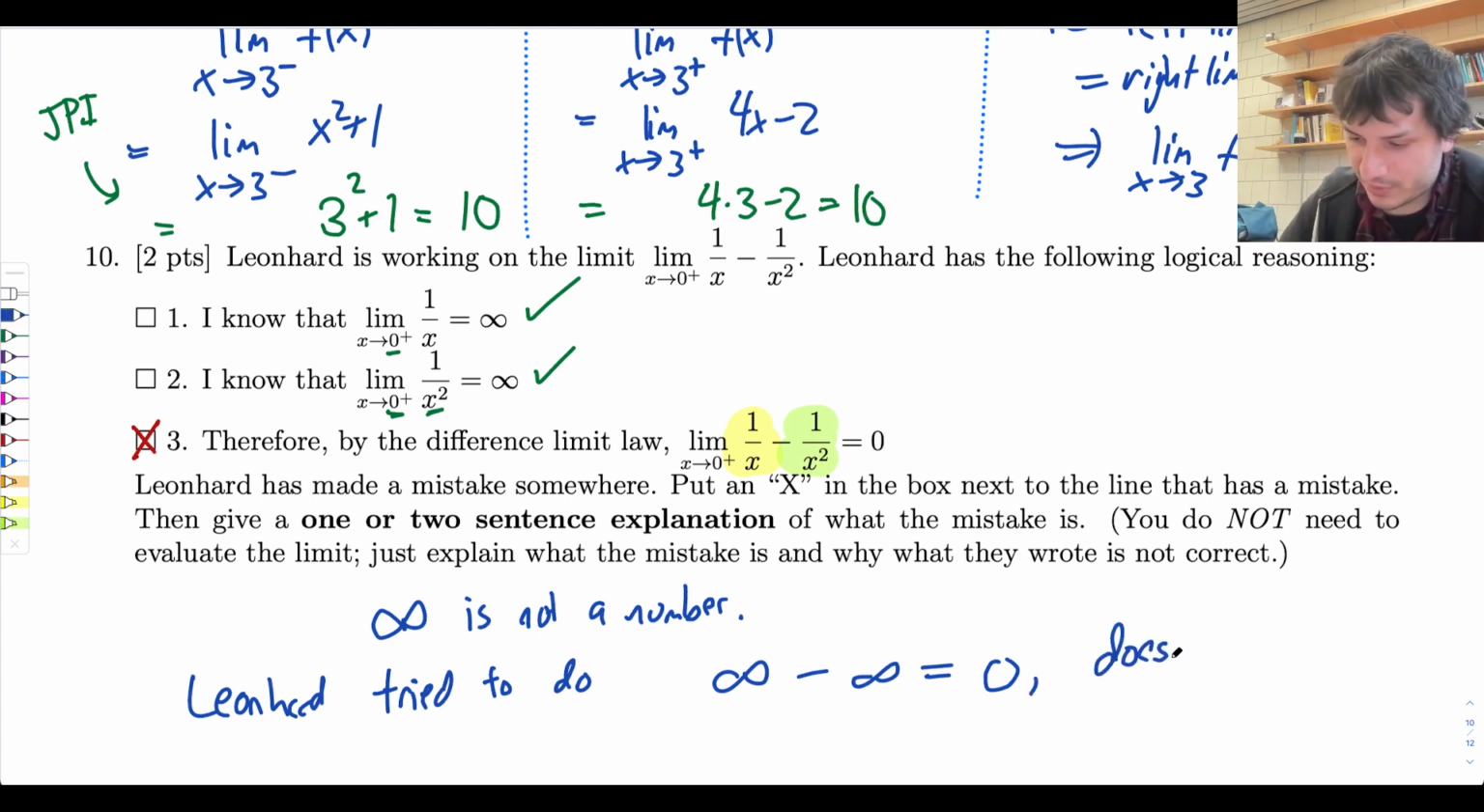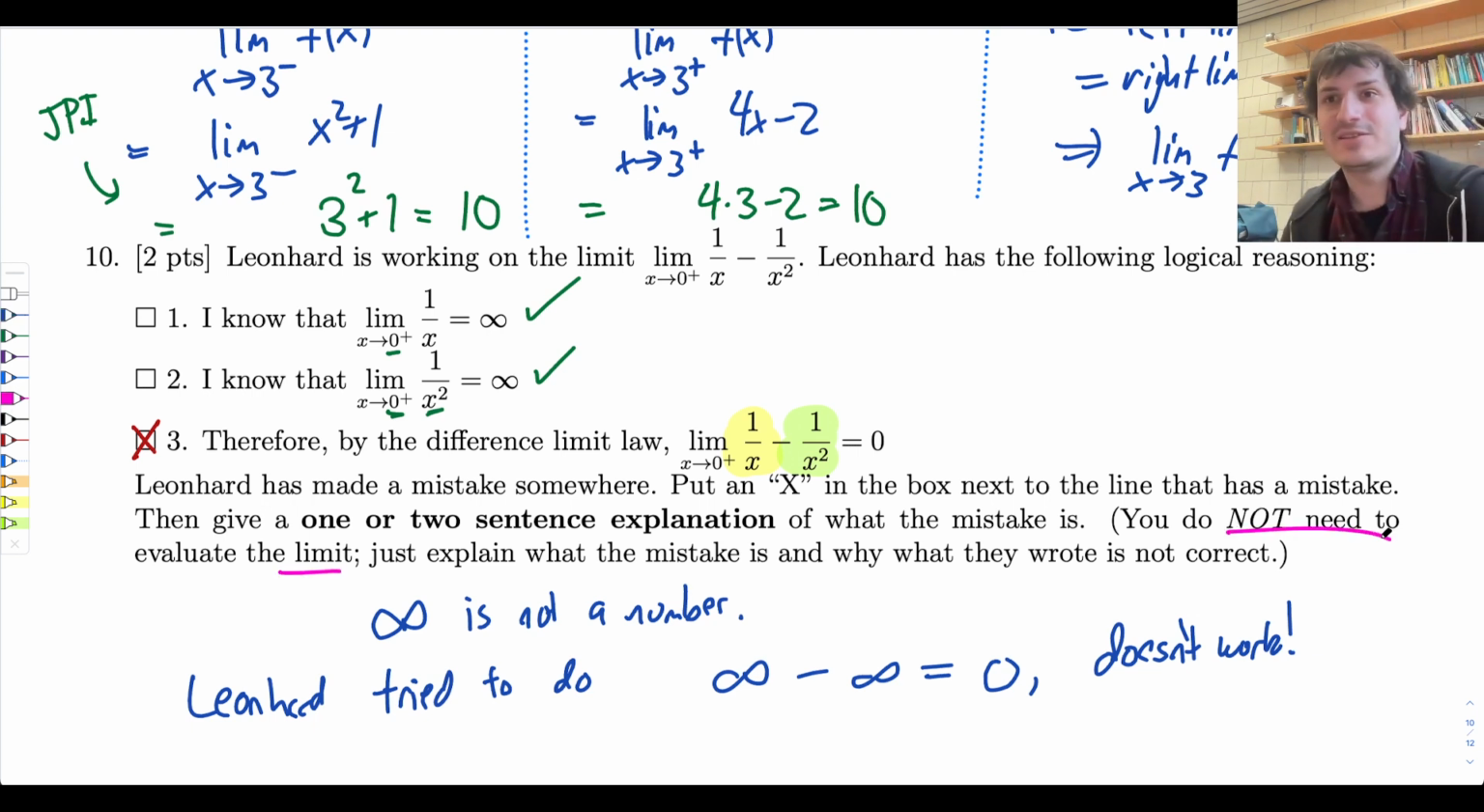Doesn't work. And there's a million other ways you could have explained this idea. You could have said the limit law doesn't apply. You could have said you can't subtract infinity. You could have said subtracting infinity is not allowed. There's a lot of different ways to describe it. And again, you did not need to evaluate the limit or understand what the limit is. You just needed to identify that the difference limit law does not apply for infinity. Another way to say it is if you said limits that are infinity do not exist, right? From 1 and 2, the limits don't exist, and therefore the limit law doesn't apply. That would also be fine. So that's what we were going for on this one.